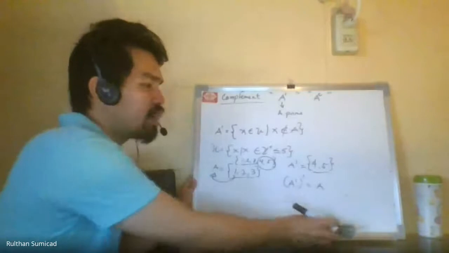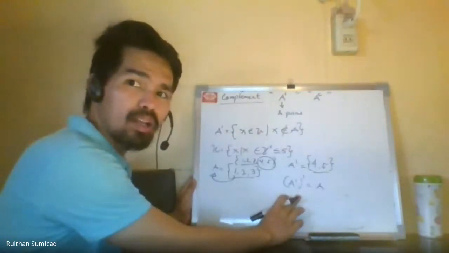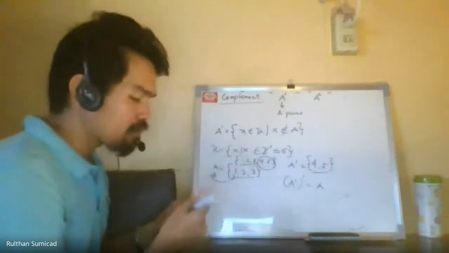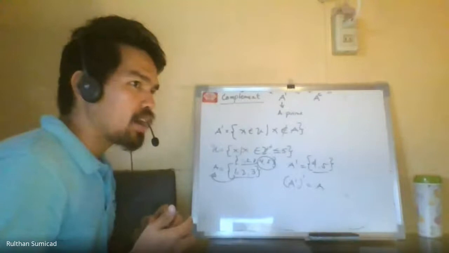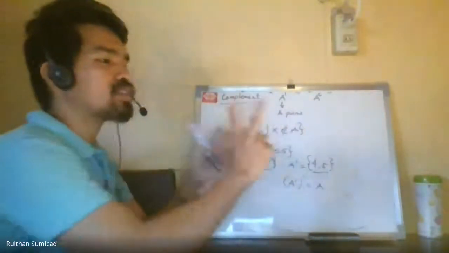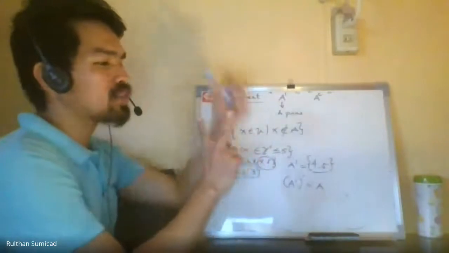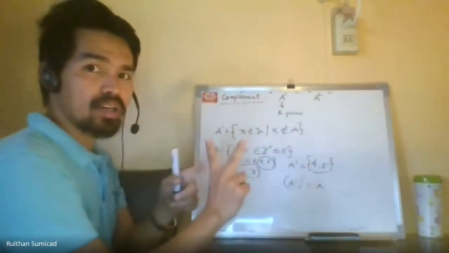No one is answering. This one is A complement complement equals A. It's like saying, if this is the two number, the complement of this one is this one. Therefore, the complement of this is this.